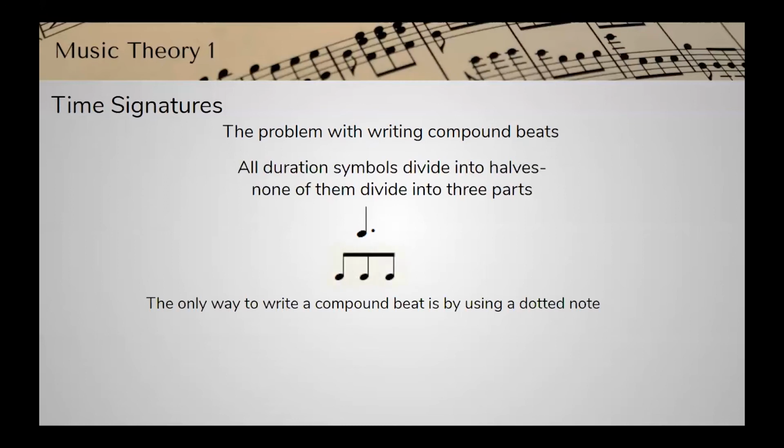And so we can use dotted notes to represent a compound beat because dotted notes do divide equally into 3 parts. So anytime you have the beat represented by a dotted note, you'll know that it's a compound beat. The problem happens when we want to actually write the time signature for this. So let's say we want to write a duple compound meter. Well, we know the top number should be a 2 because duple means there are 2 beats per measure.